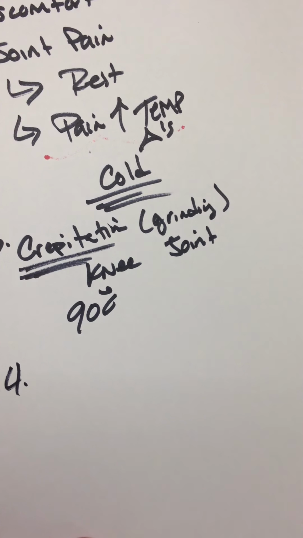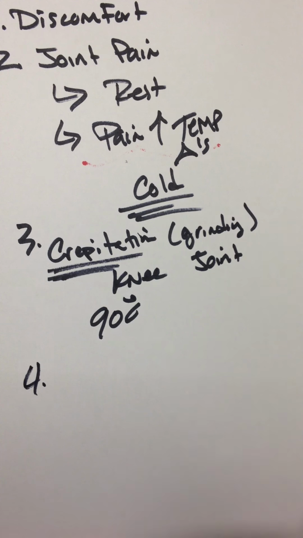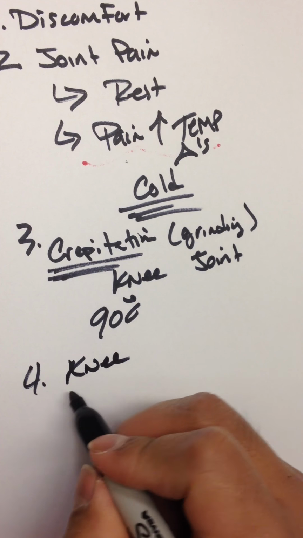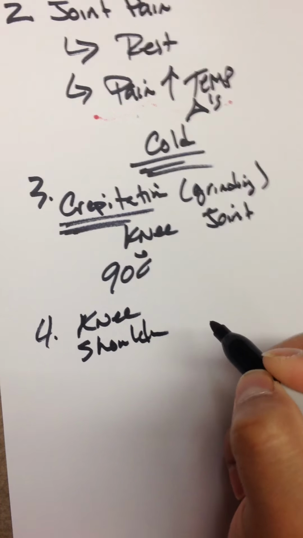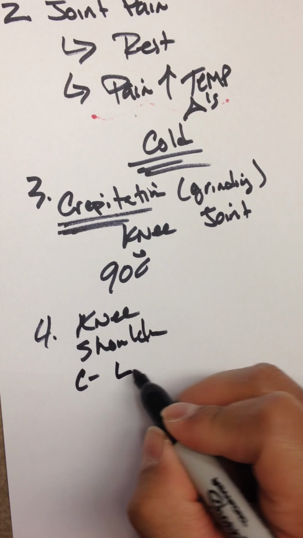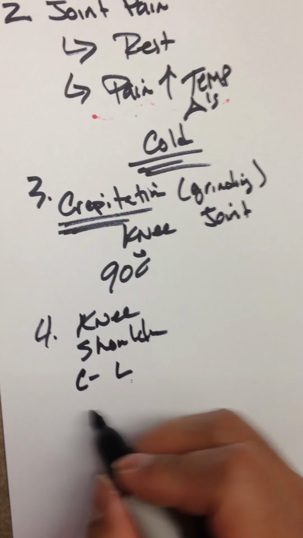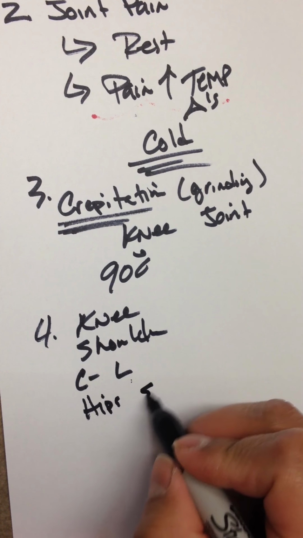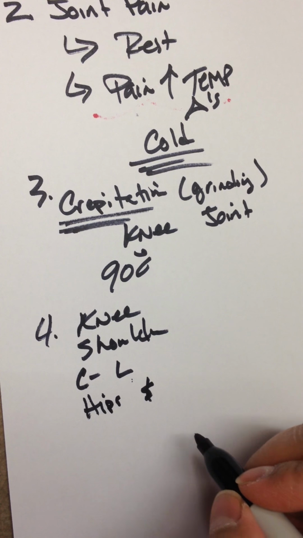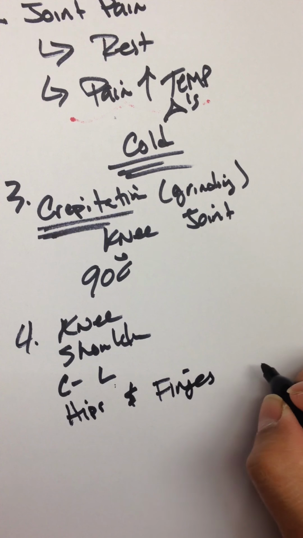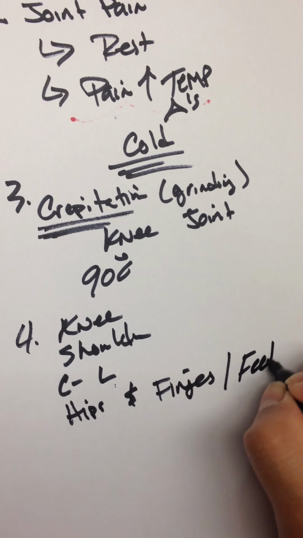Now let's talk about joints that are affected. Typically the joints that are affected by osteoarthritis are weight-bearing joints. This would include knee, shoulders, cervical and L spine, hips, and also your fingers and hands and feet.